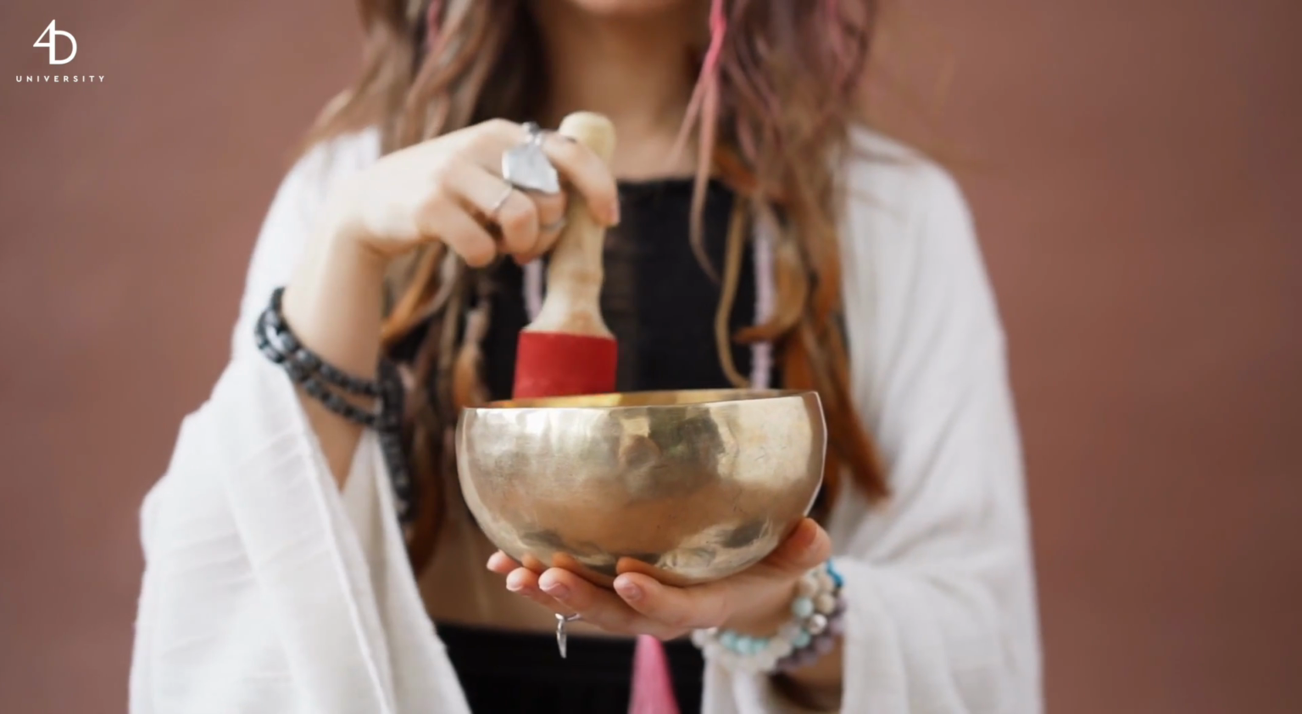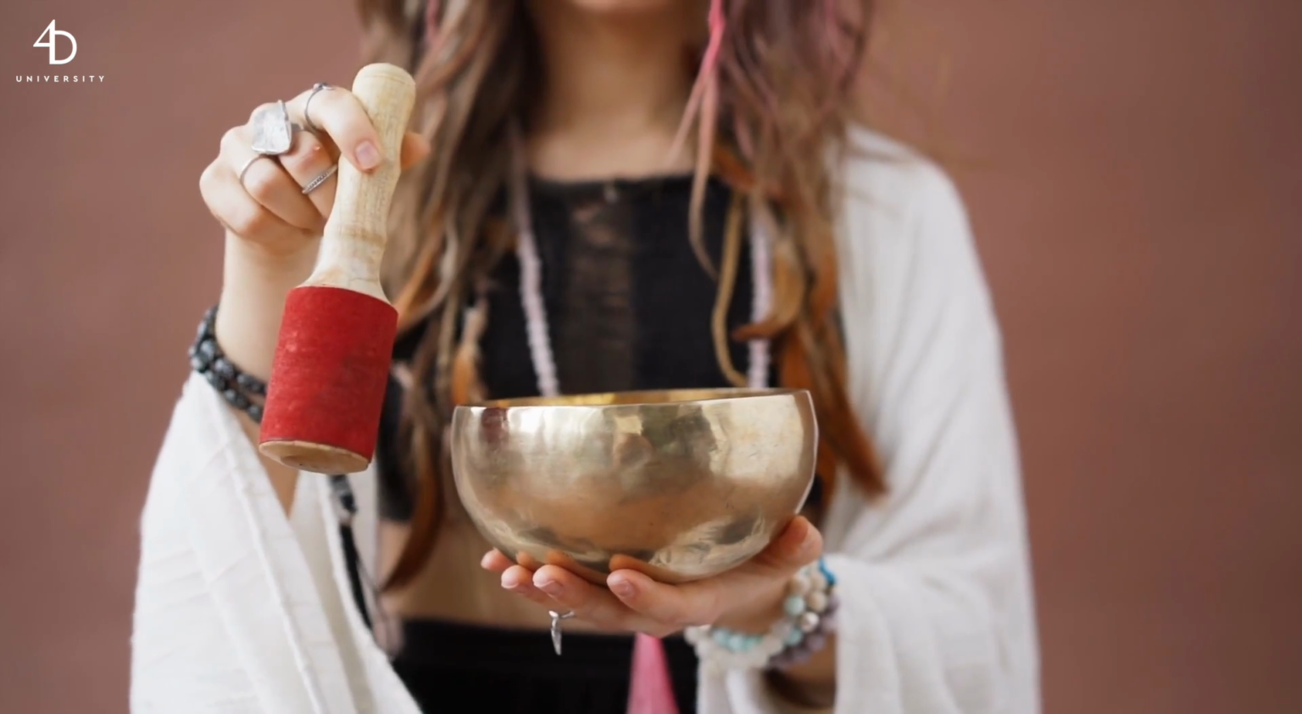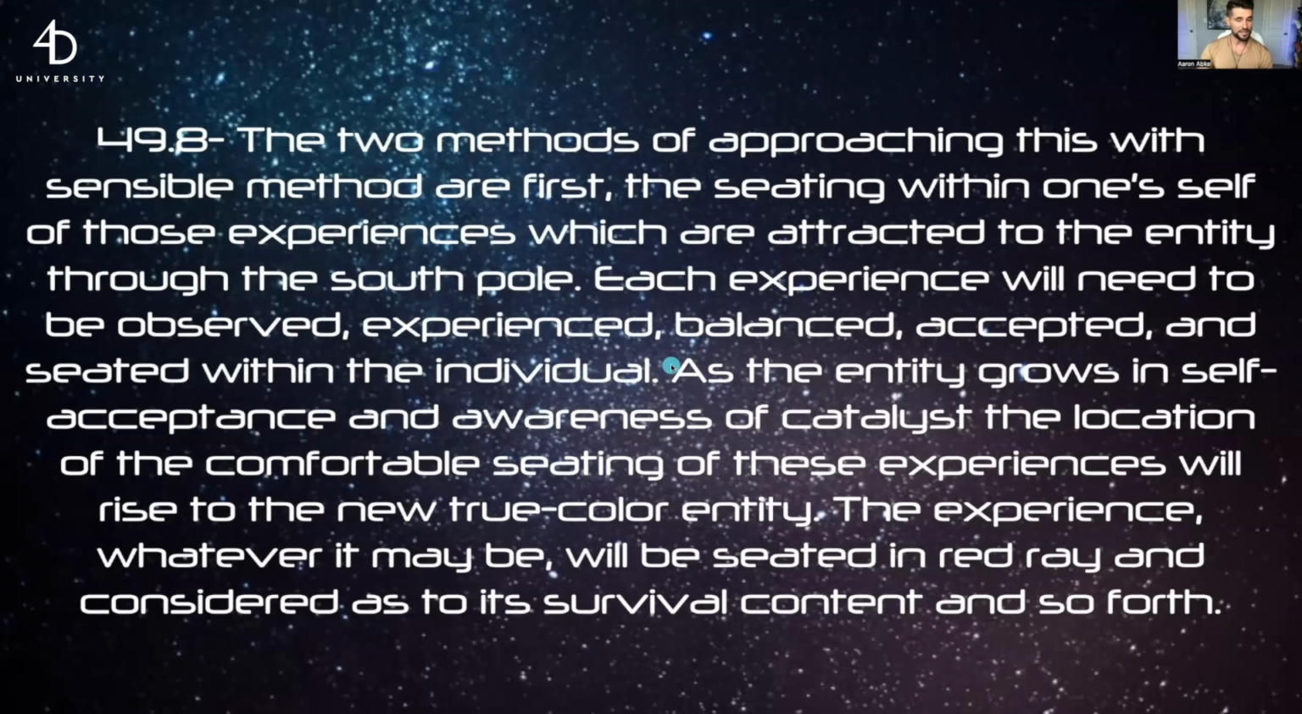So again, the root chakra, where Shakti begins, is always drawing in the earthly prana, earthly energy, catalytic energy, and it's moving up the spine to the extent your spinal highway has been opened for it, right? If we're closed off in the lower chakras, that energy can't go any higher. As the entity grows in self-acceptance and awareness of catalyst, the location of the comfortable seeding of these experiences will rise to the new true color entity, or the new true color chakra.